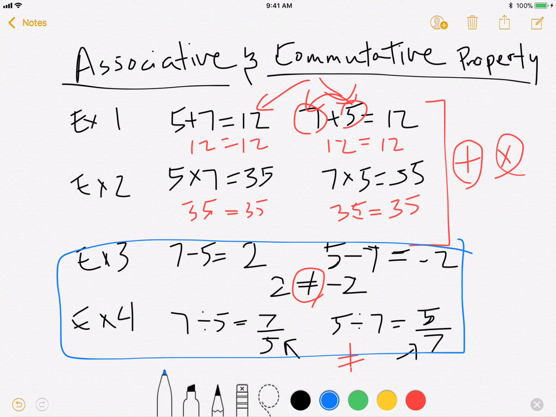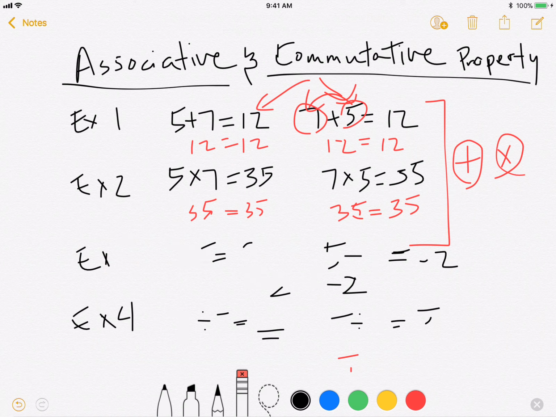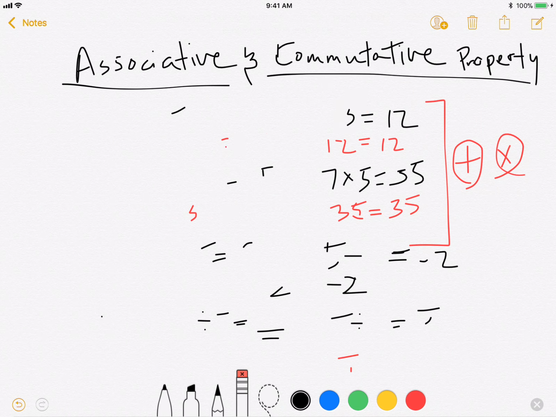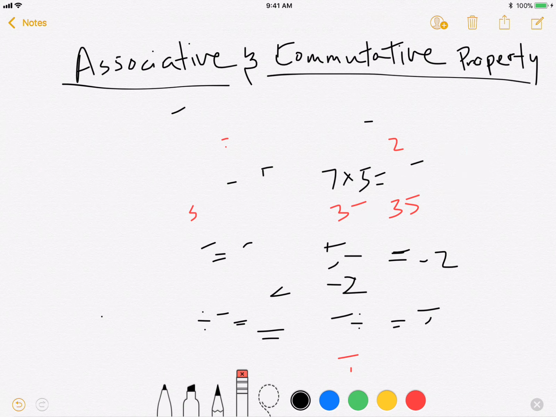Okay, now let's talk about the associative property. The associative property reminds me a lot of the commutative property. Instead of saying I can commute or change the order of 2 numbers or even 2 variables, instead it says, who do you associate with? And when I think about associate, I mean to be paired with.